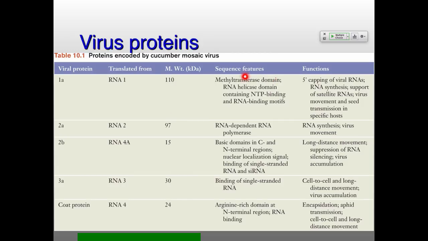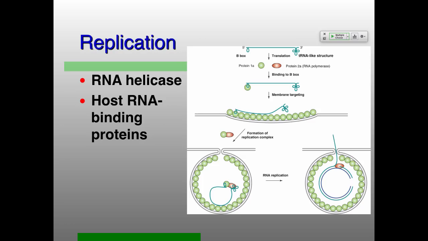So again, methyltransferase, important for making ends. RNA-dependent RNA polymerase for making more of the RNA. And capsid, of course, for making capsid proteins. These guys, 2B and 3A, you see I keep forgetting them as well. These are the ones which are important for movement inside the cell that we'll talk about in just a second. But first I wanted to mention replication.